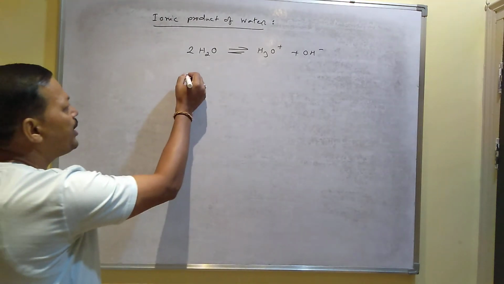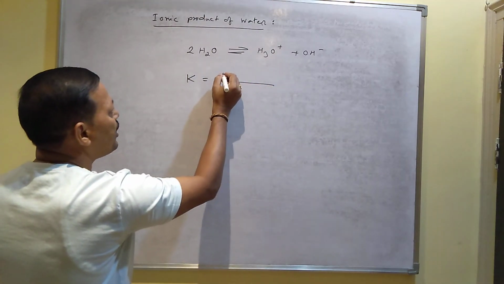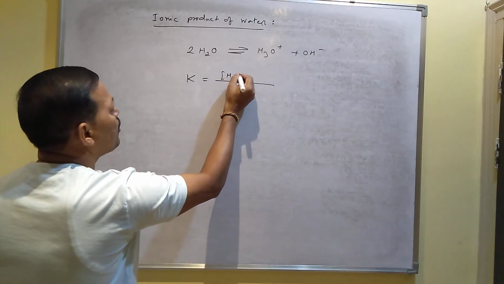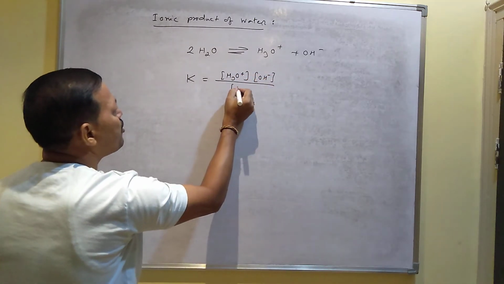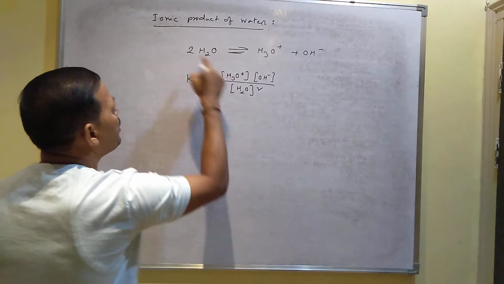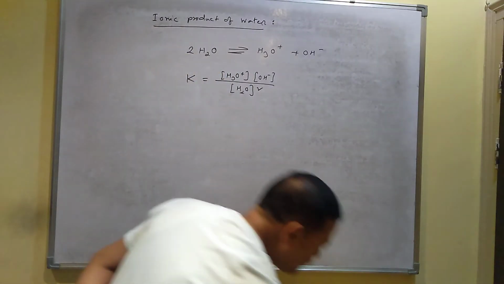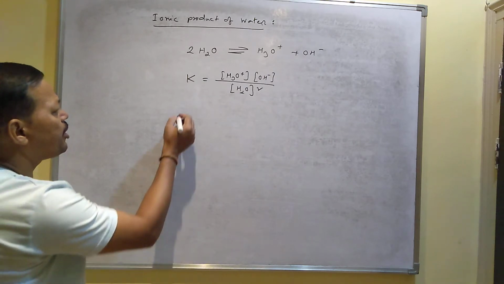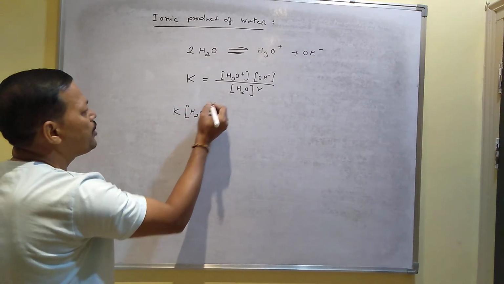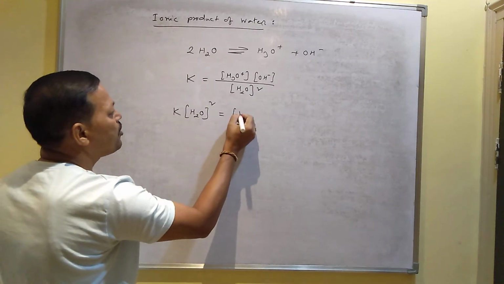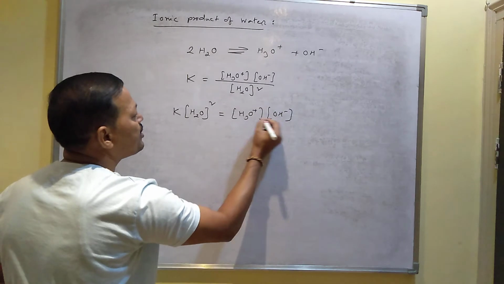Now, by applying the law of mass action, you can write the constant K equals concentration of H3O plus into concentration of OH minus divided by concentration of water whole square. The coefficient must be the power. And since the water concentration remains constant, you can multiply the concentration of water with the constant K. This is equal to concentration of hydronium ion into concentration of OH minus ion.